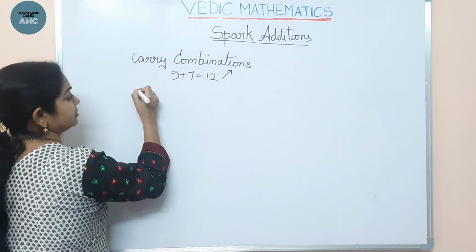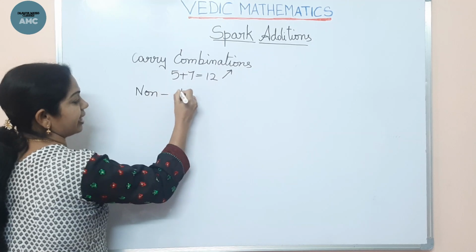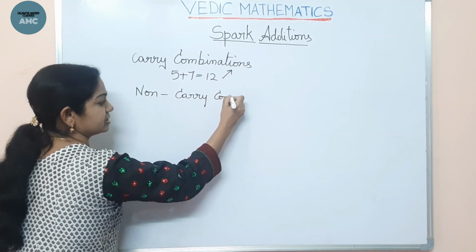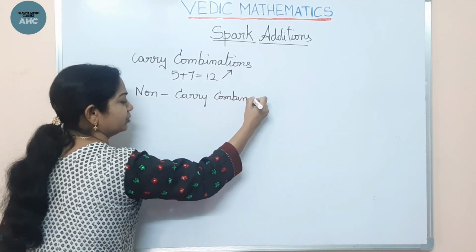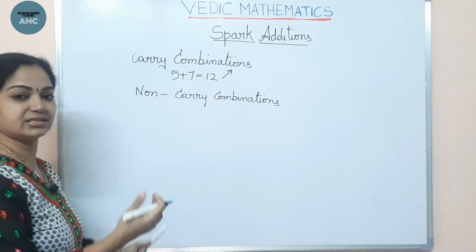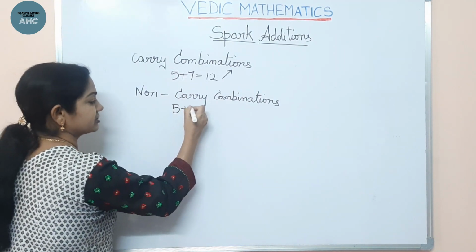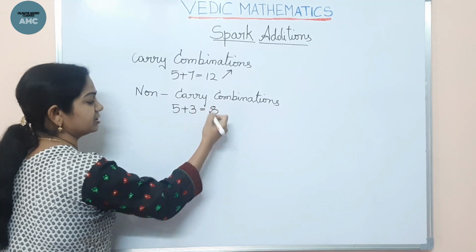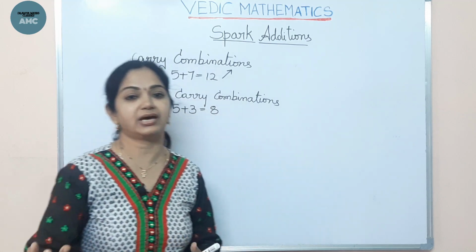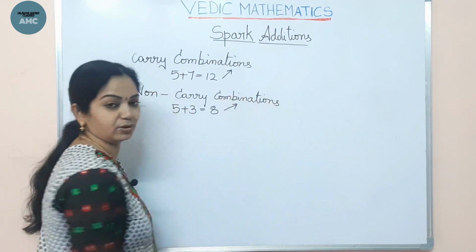And to the contrary, we have non-carry combinations. This is a terminology. We know this, but we are using it here. Non-carry means single-digit numbers. The same way, if I take 5 plus 3, it comes to 8. So this is a non-carry combination. All the numbers from 1 to 9 are non-carry combinations. So this is one terminology.